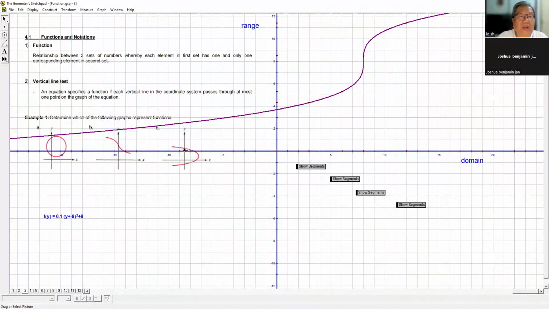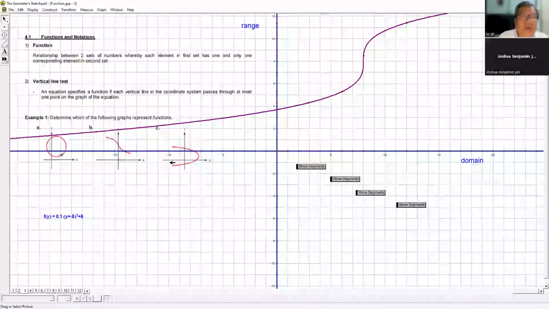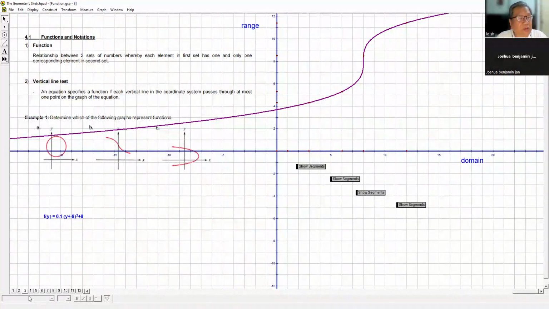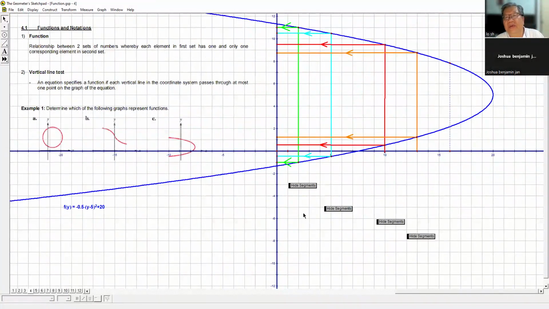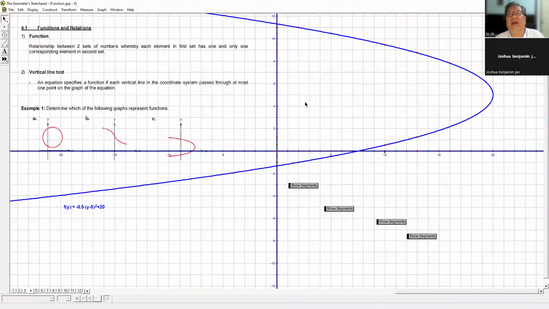Okay, so your lecture notes say we try to look at this one, right? So we look at an equation or a graph like this. Does the equation of this graph represent a function?